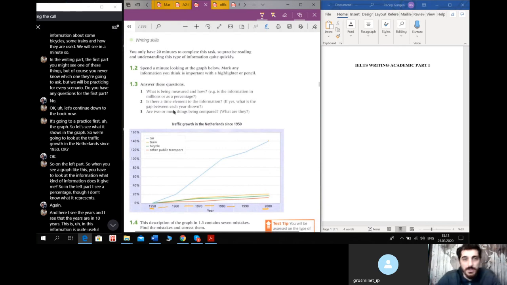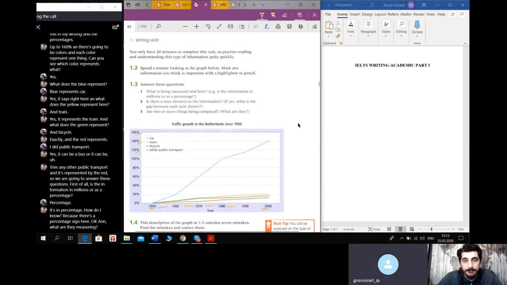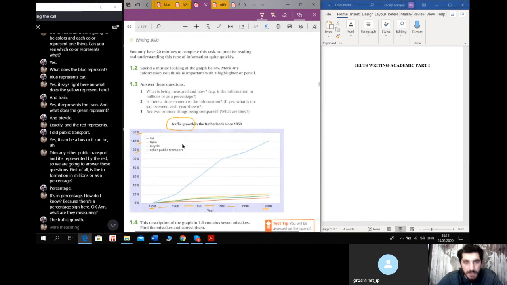So we are going to answer these questions. First of all, is the information in millions or as a percentage? Percentage. It's in percentage. How do I know? Because there's a percentage sign here. Okay. And what are they measuring? The traffic growth. Exactly. They're measuring the traffic growth in the Netherlands since 1950. And do you see any time element to this information? Can you repeat again? What else? Do you see a time element? Like, is it talking about any time?